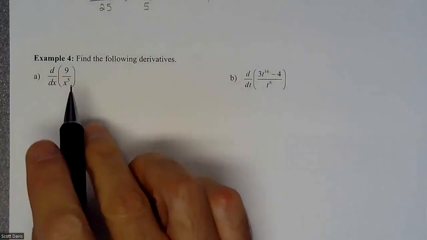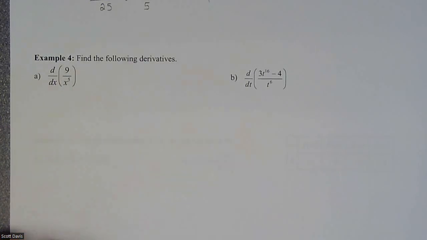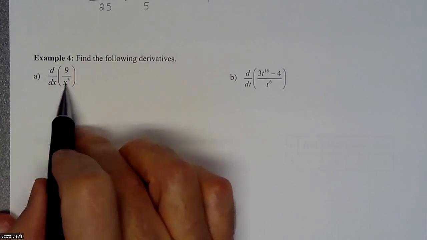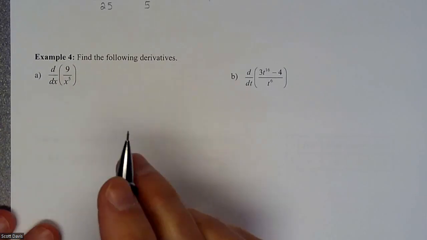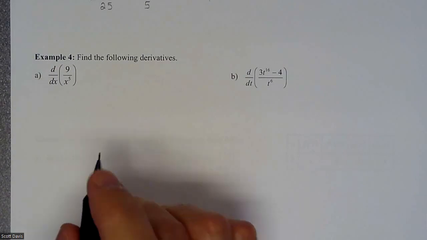In these couple examples, we're going to be taking the derivative, which is going to potentially involve either the quotient rule or the product rule or both. It just depends on the situation. So on this one, we're looking to do the derivative with respect to x of this problem. And so this is set up as a quotient rule. So you could do the quotient rule.